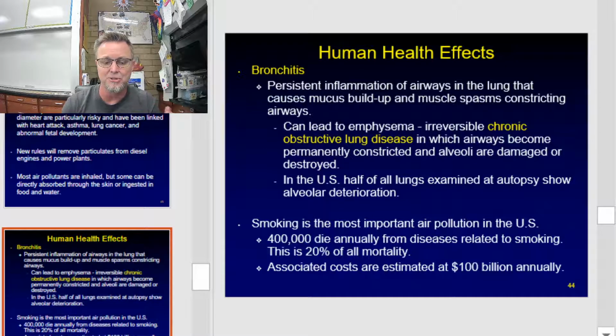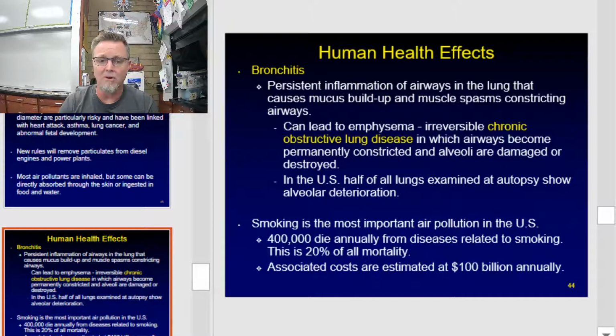Bronchitis, if left untreated, can lead to emphysema, which is irreversible and chronic. And that emphysema can basically evolve into what's called COPD, chronic obstructive pulmonary disorder, where your lungs will become blocked to the point where you're inhaling and exhaling, but you're not really doing any gas exchange. In the U.S., half of all the lungs examined at autopsies show some sort of alveolar deterioration as a result of exposure to air pollution.